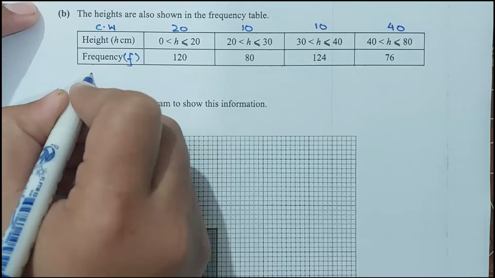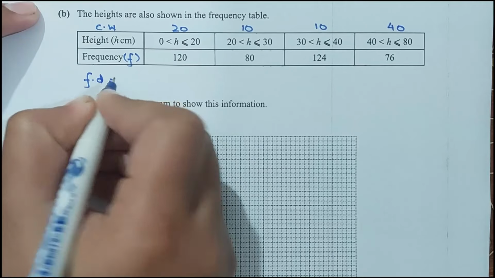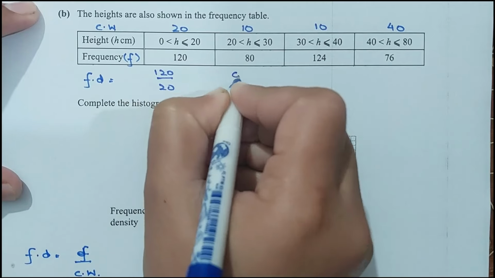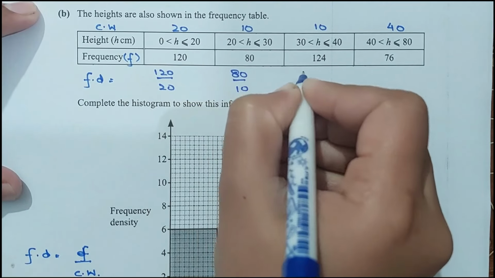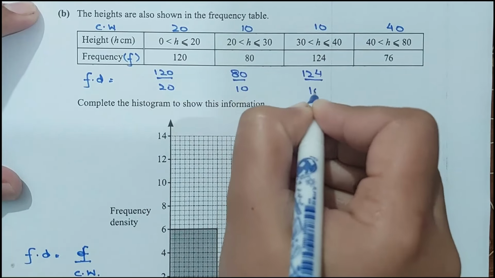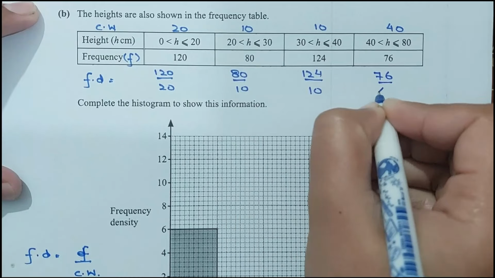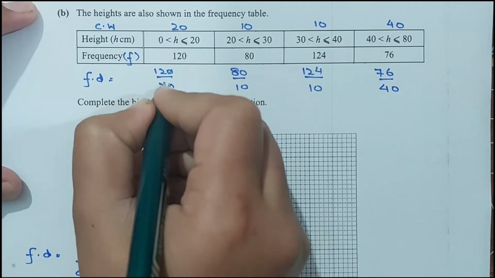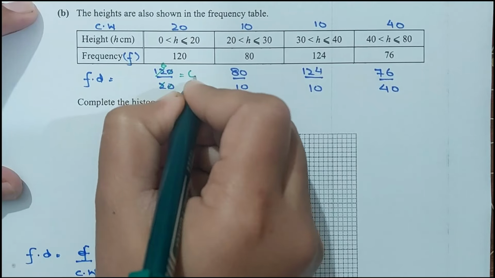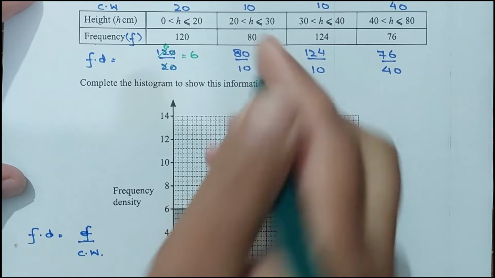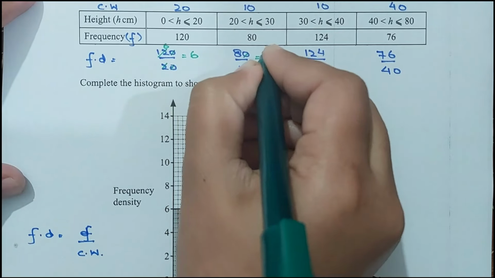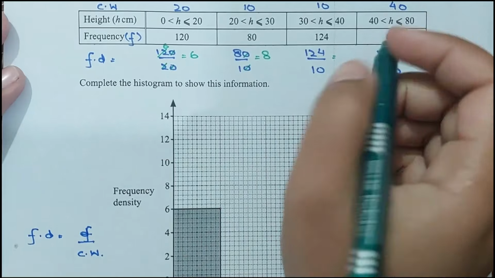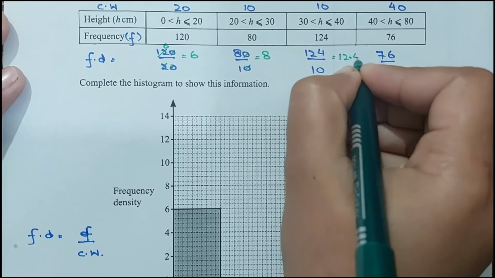Now let me calculate the frequency densities by doing frequency over the class width. 120 divided by 20. This is 80 over 10. Frequency is 124 over 10 and 76 over 40, right? So simplify this: 0 is cancelled with 0. 2 times 6 is 12, that is 6. So this is already done, the first one. 0 is cancelled with 0, that is 8 for this interval. So it's 124 over 10, one decimal point, 12.4.